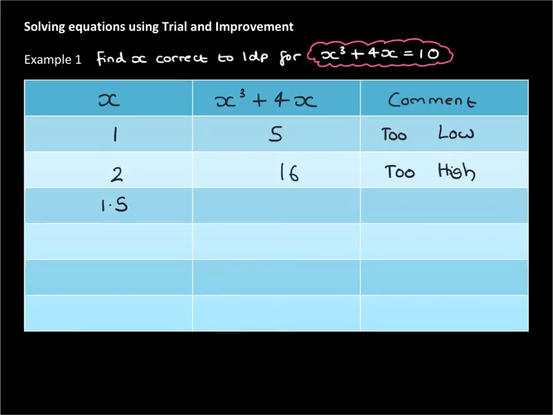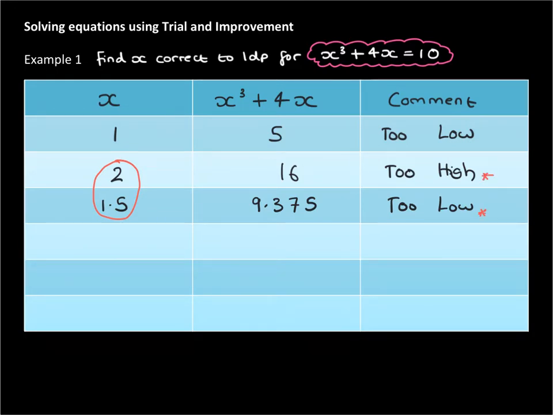So here's the information that we have so far, and what I'm now going to do is input the value of 1.5 into my calculator, substituting in x equals 1.5 into x cubed plus 4x. Now this gives me a value of 9.375, which is too low still. So that means my answer has got to be somewhere in between 1.5 and 2, because 1.5 gives me a value that's too low, but 2 gives me a value that's too high.